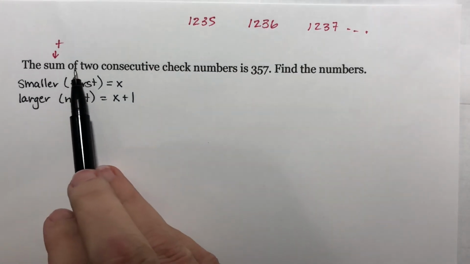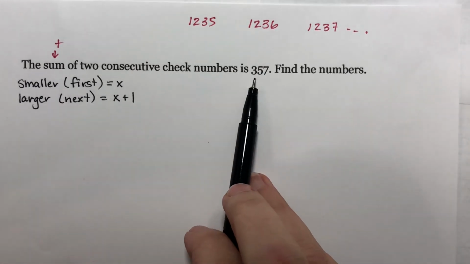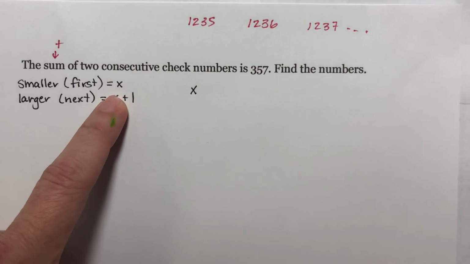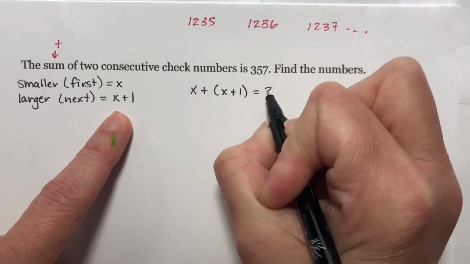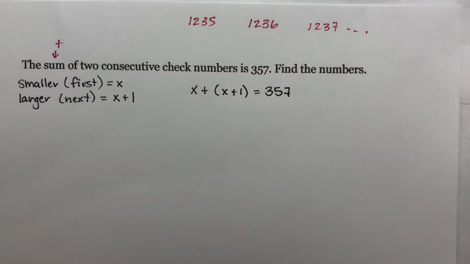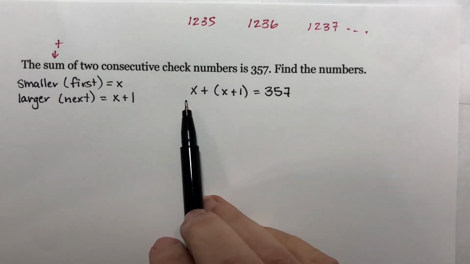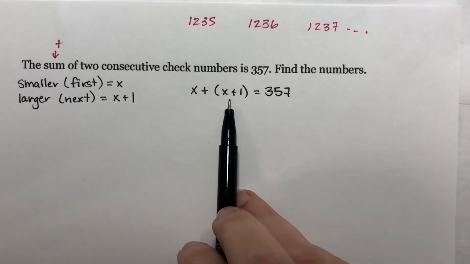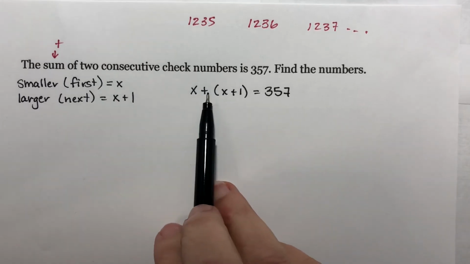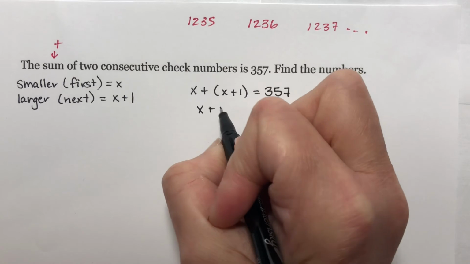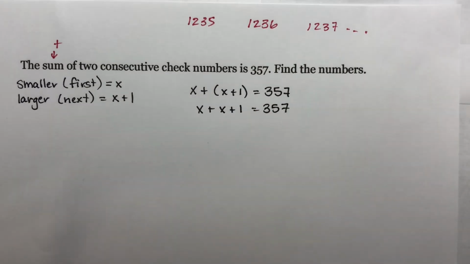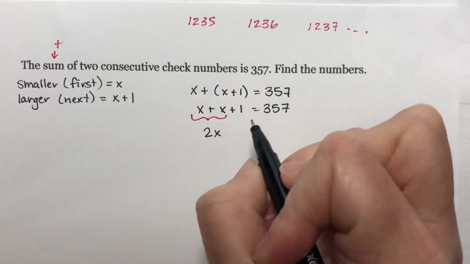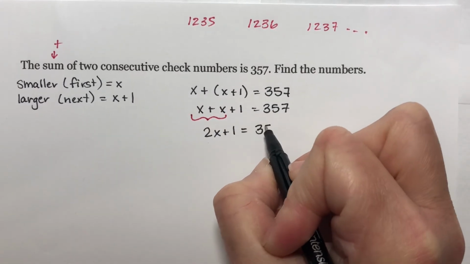Now, what is this telling me? I'm going to add these two check numbers together and get this. So I take my first check number, x, add my second check number, which is x plus 1, and that should give me 357. Now, the parentheses here are just to make it clear that I'm adding two check numbers. Mathematically, it means nothing. So I don't have anything to distribute. I can just drop the parentheses. Combine like terms here, remembering they are 1x's. 1x plus 1x would be 2x plus 1 equals 357.